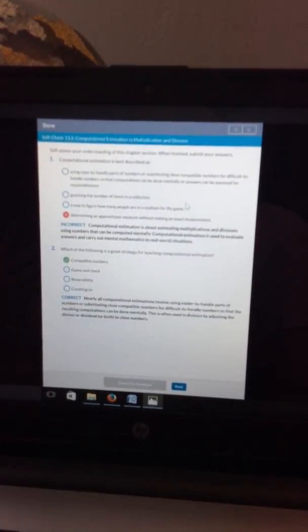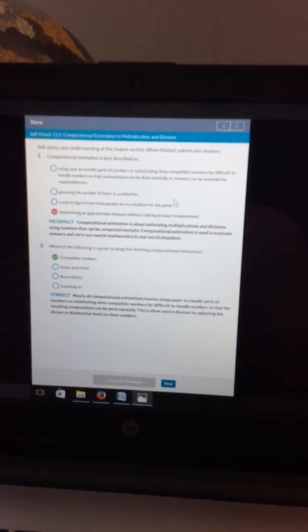An area that I could work on this week from the self-checks was self-check 13.5. In this self-check, it asked for a student to describe computational estimation. And at first, I didn't quite understand what this was. I thought it was basically just determining an approximate measure without making an exact measurement, because we just want to get right around that right answer, but rather the book stated that it was about estimating multiplication and division using numbers that can be computed mentally.